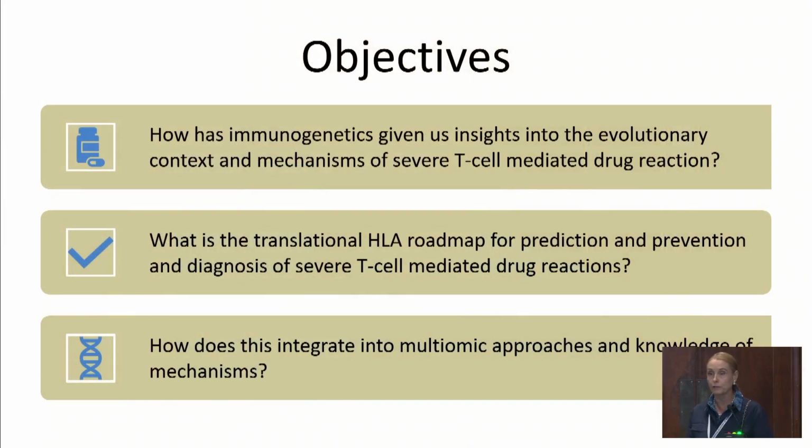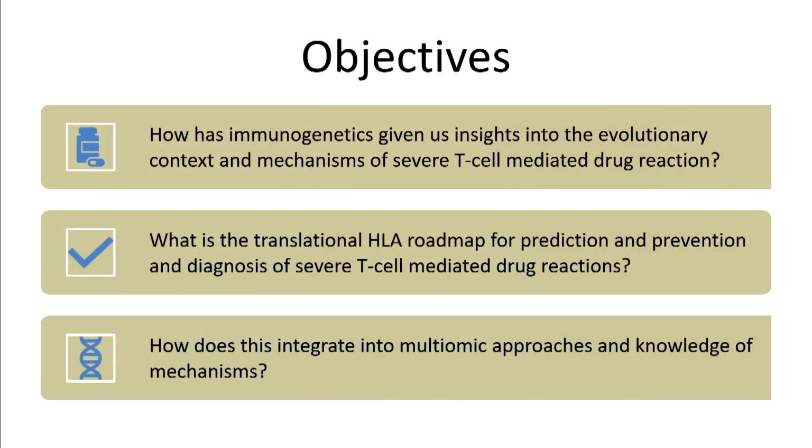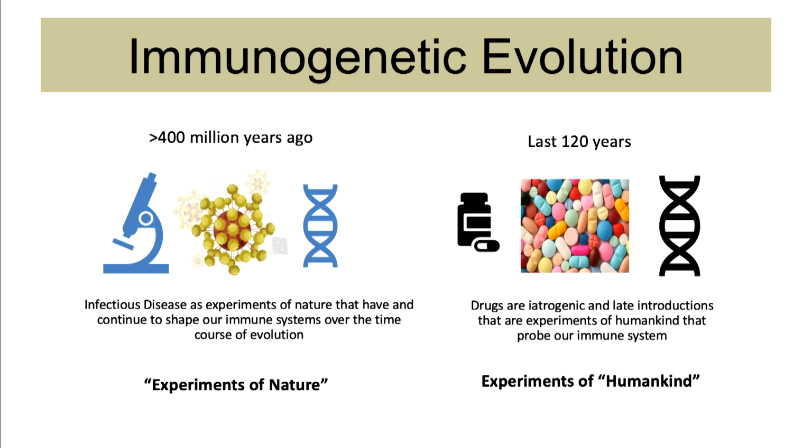I'm going to be, I guess, pivoting a bit to talk about things that we do to patients to evoke reactions on the background of risk genetics, focusing on T-cell mediated reactions. So my objectives today are really to give you an overview of how immunogenomics has given us an insight into the evolutionary context of these reactions. What is the translational roadmap for prediction and prevention, and how might we use these to increase drug safety, and then how does this integrate into multi-omic approaches, increasing our knowledge as we get more information over time.